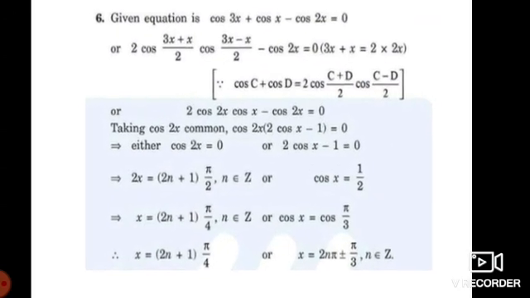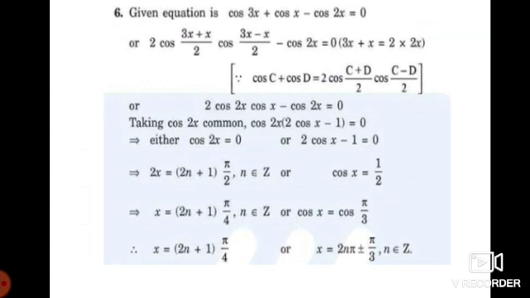So two values for x, it is n pi by 3 comma n pi. Next sum, cos 3x plus cos x minus cos 2x equal to 0. Here you take two things common, that is cos 3x plus cos x, apply the formula, we will get 2 cos 2x cos x minus cos 2x equal to 0. Taking the common term, cos 2x into 2 cos x minus 1 we will get. Either one term equal to 0 or the other equal to 0.